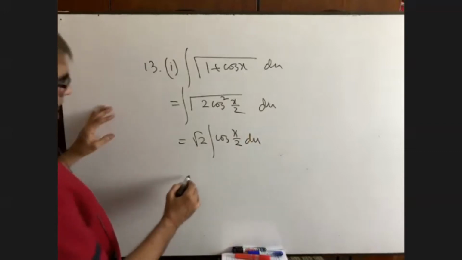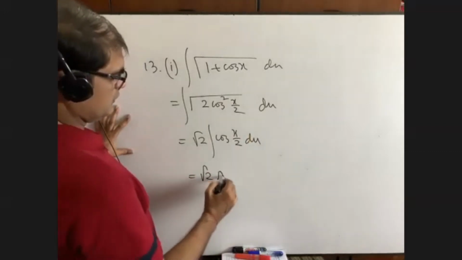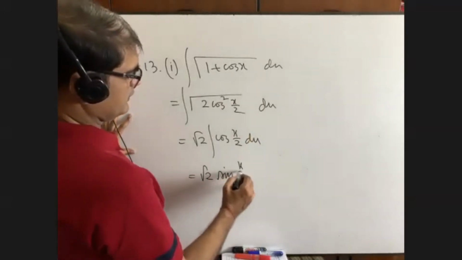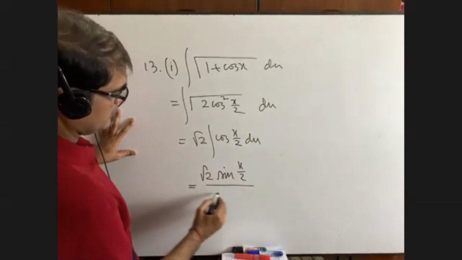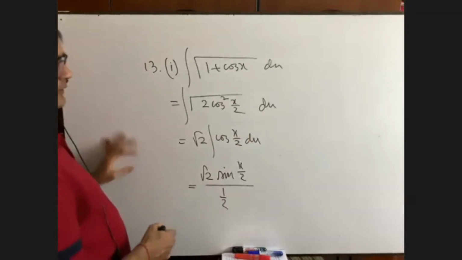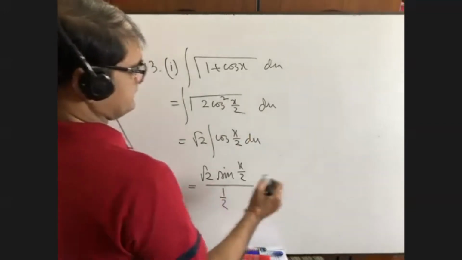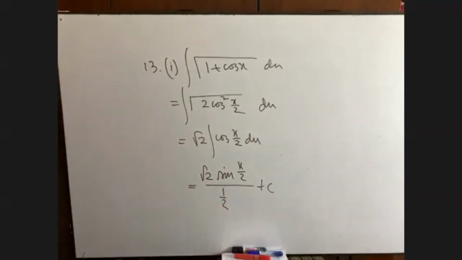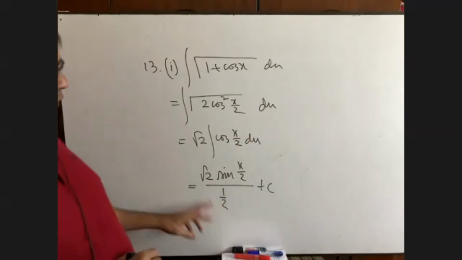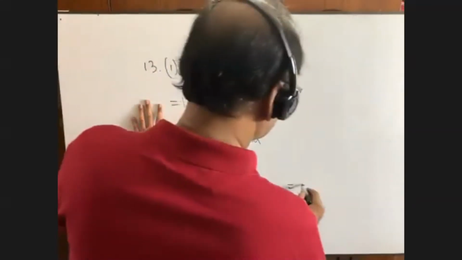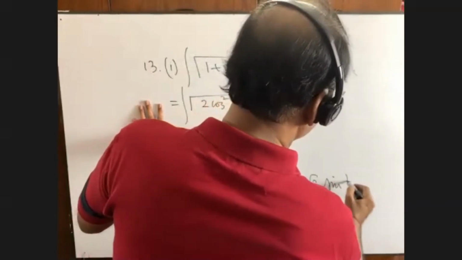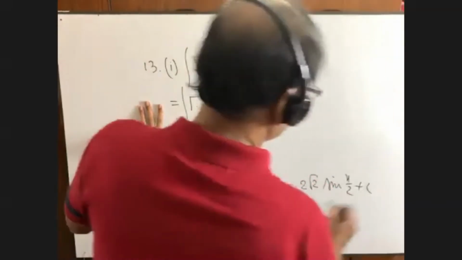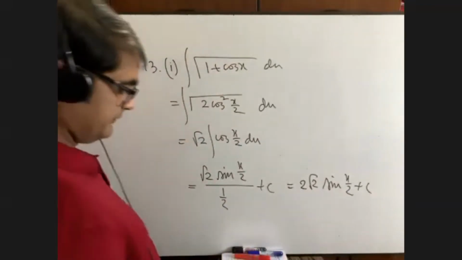Now, this is root 2 sine x by 2 divided by half plus c. This 2 will be in the numerator, that is 2 root over 2 sine. The math is done.